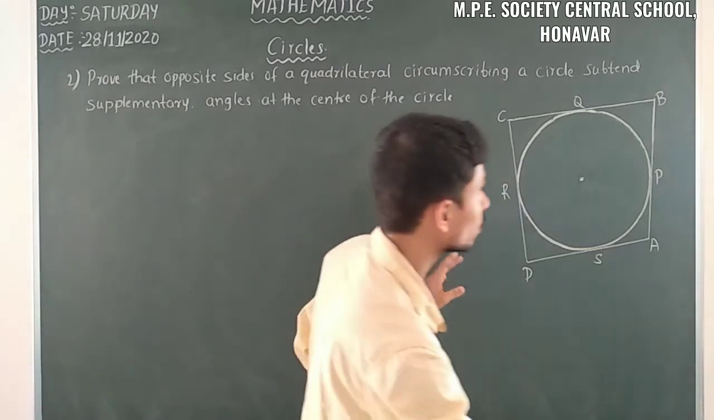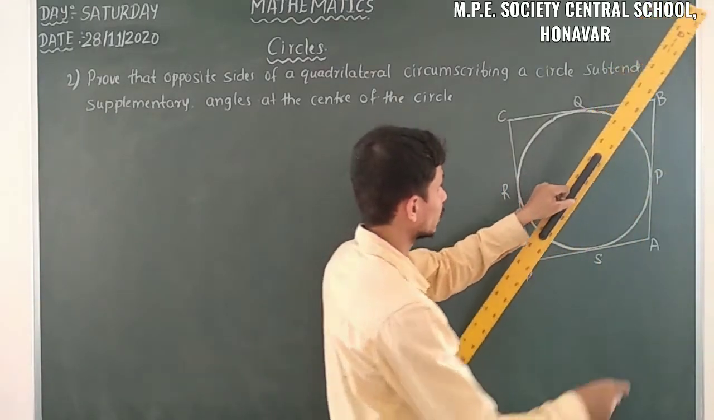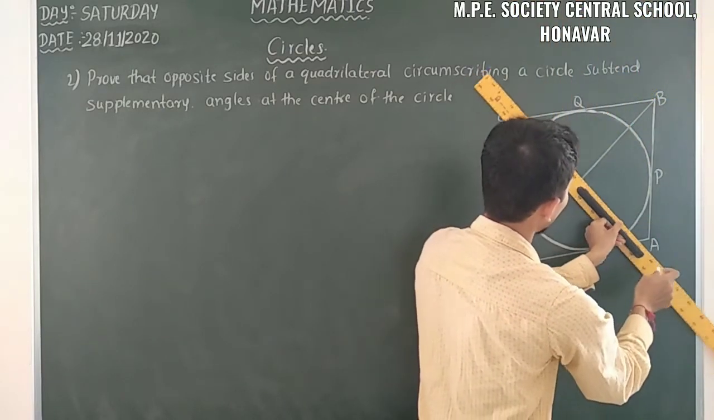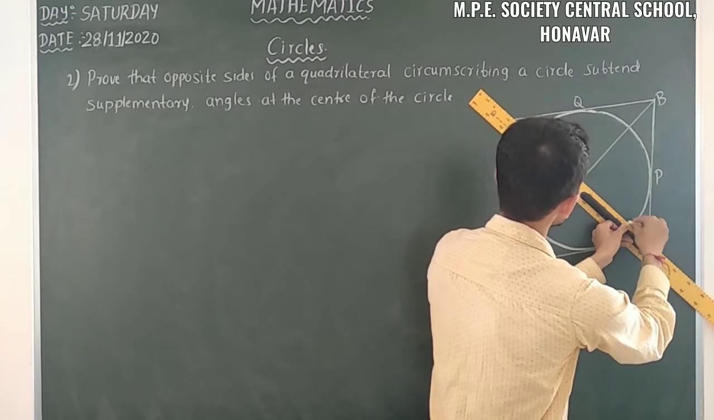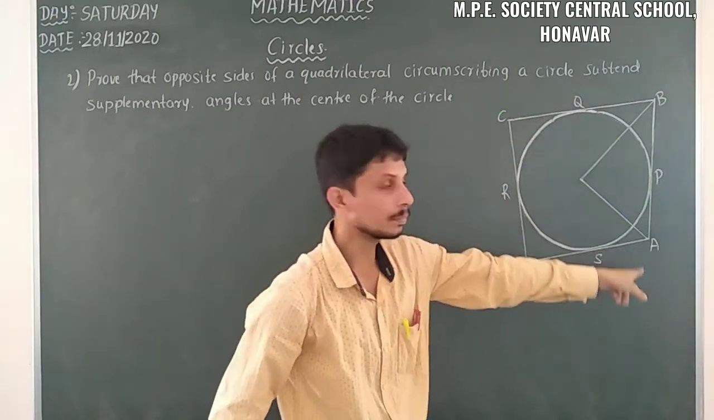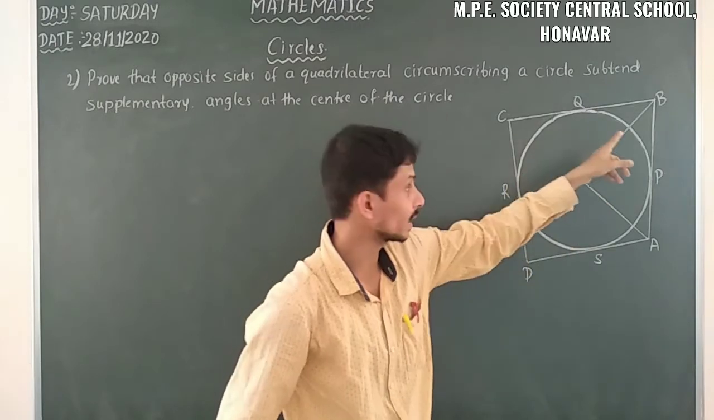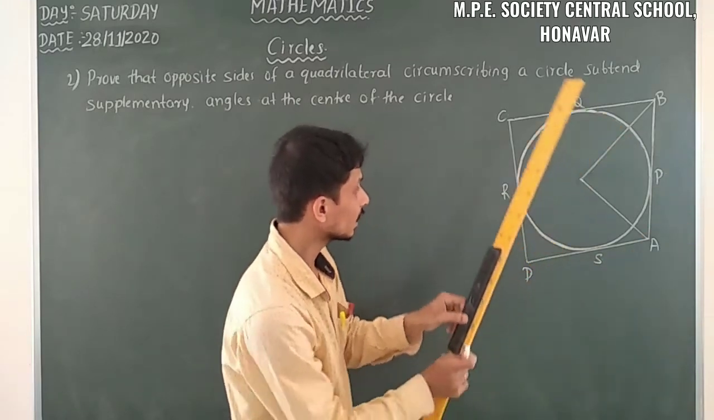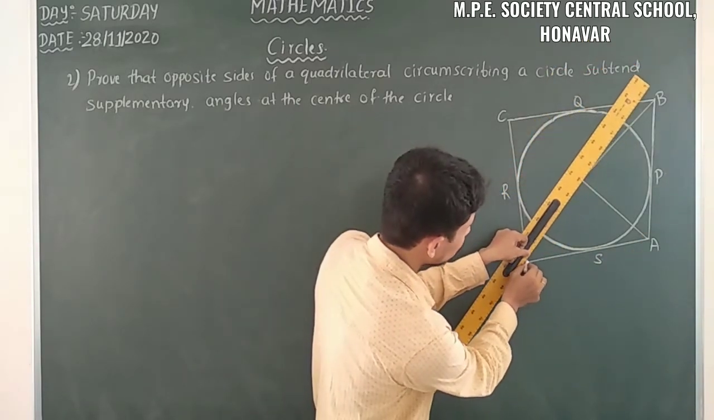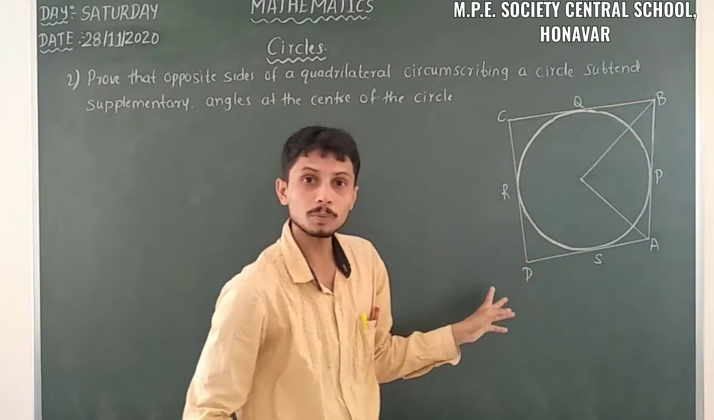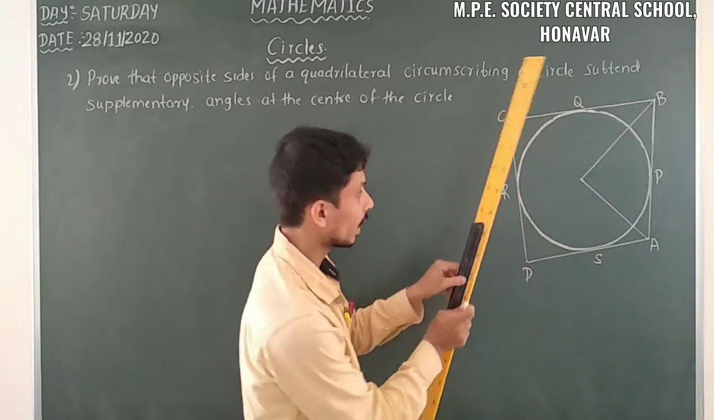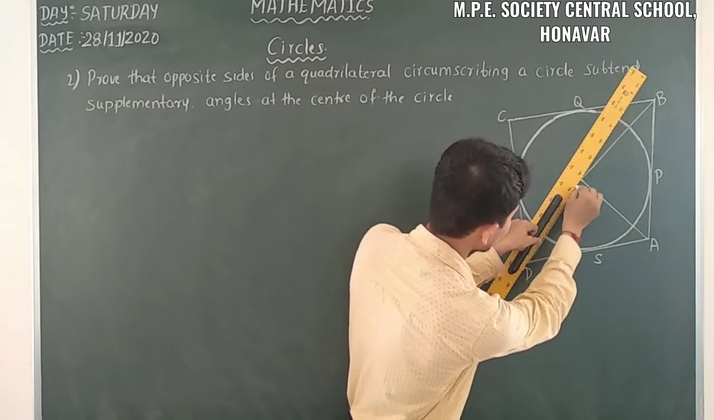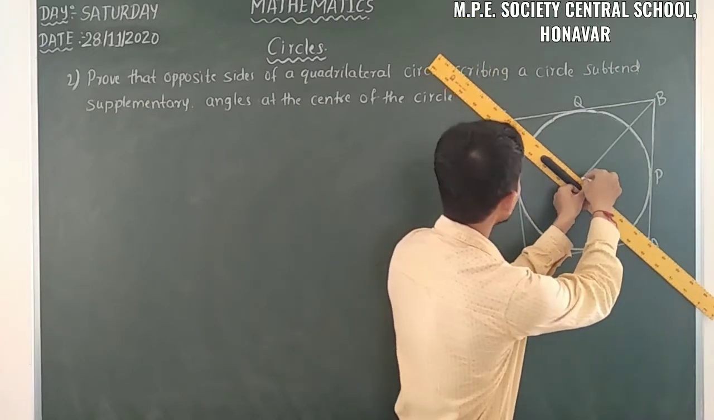That means we have to join the points. The side AB subtends an angle at the center. Likewise, CD is the opposite side of AB, so we have to take the angle it subtends at the center like this. The same we have to take here.